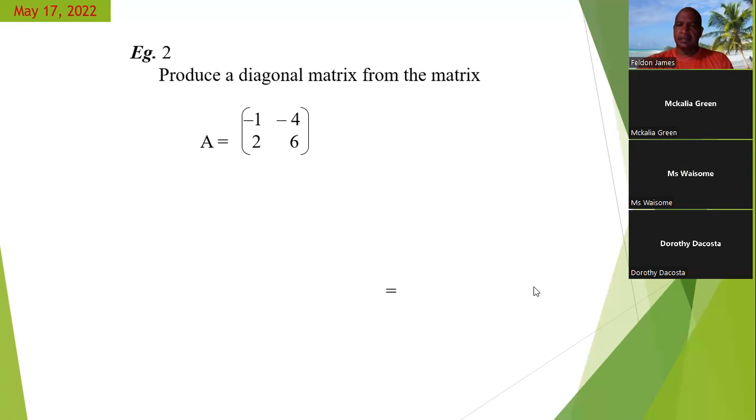So -1, -4, -2, and 6. You said -1, -4, -2, and 6. What is wrong with that, Ms. Doherty? Something is wrong with it. Tell me what is wrong with it.